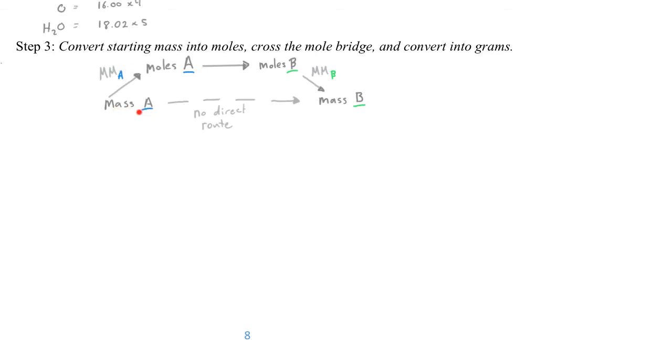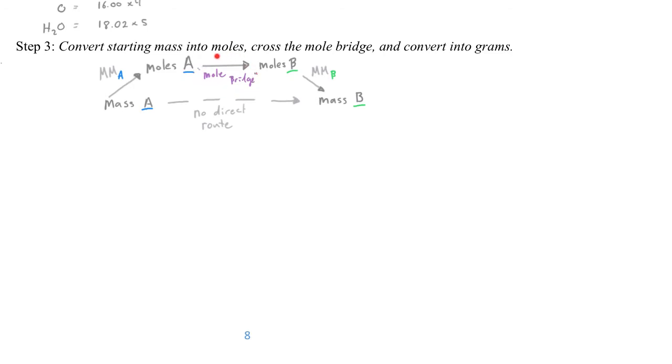So if we wanted to go from the mass of A to the mass of B, we would need to do 3 steps. First, we convert our mass of A into moles of A by using the molar mass of A. Then, I have to cross the mole bridge: I have to go from moles of A to moles of B. Once I have moles of B, it's a simple matter to go back into the mass of B by using B's molar mass as a conversion factor. So a total of 3 steps. These 3 steps we will use over and over to go to different places around this map. And the key part of this map is the mole bridge.